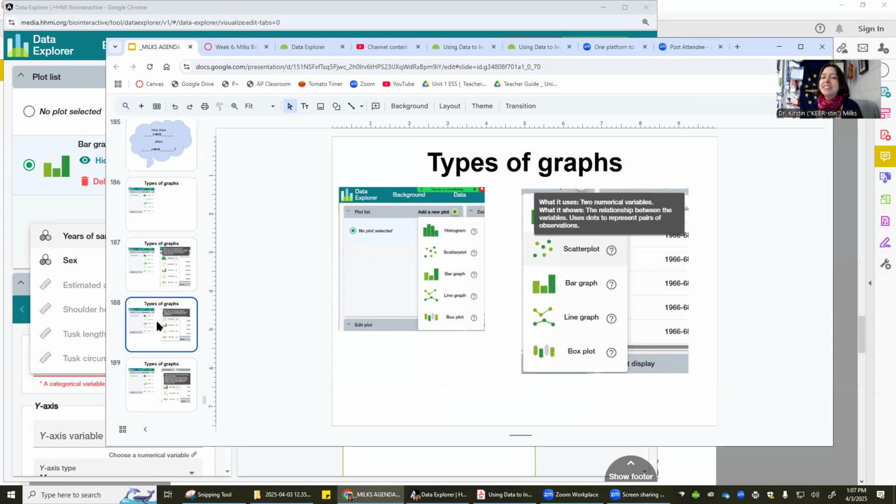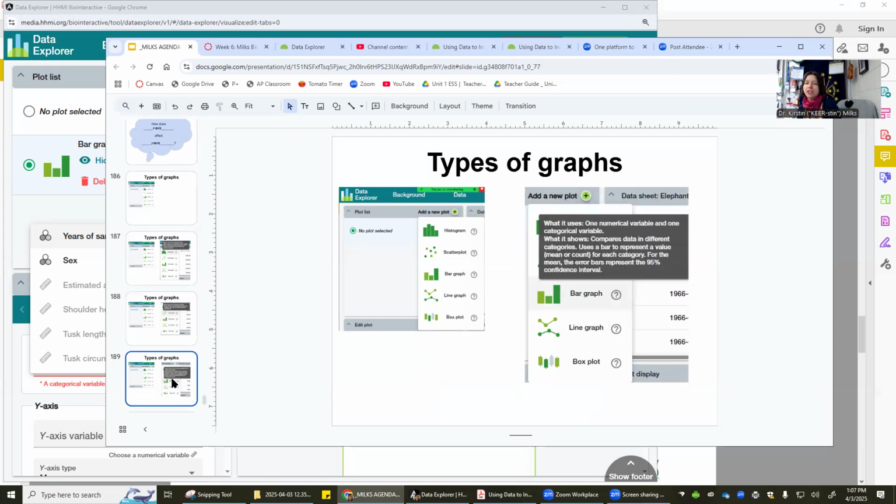The second type is a scatter plot that uses two numerical variables and it shows the relationship between the variables. It uses dots to represent those observations. The third graph type we'll talk about is a bar graph. It compares data in different categories, and you can use a bar to represent an average, a mean, or a count, a total number for each category.